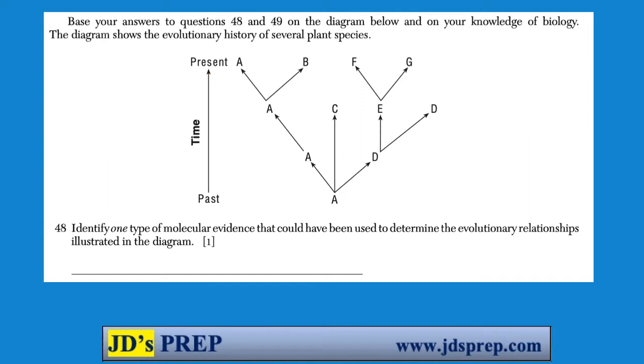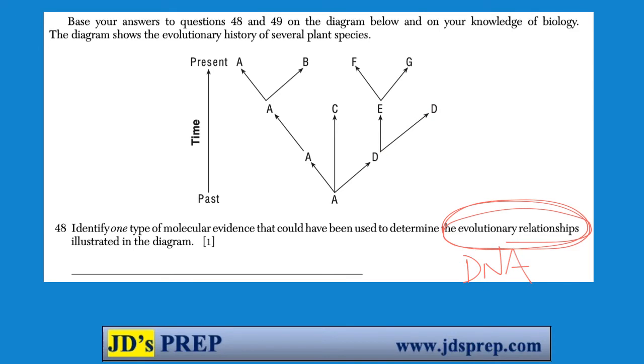So we're asked to identify one type of molecular evidence that could be used to determine the evolutionary relationships illustrated in the diagram. The key here, if we're looking at evolutionary relationships, is molecular evidence that has to do with the DNA of these organisms. It's through examining that DNA close up that we'd be able to determine how these organisms are related and where these divisions happened. Just the shape of the family tree, really.